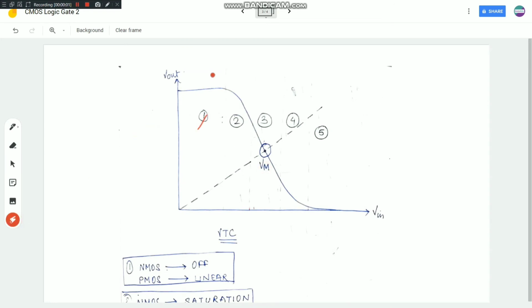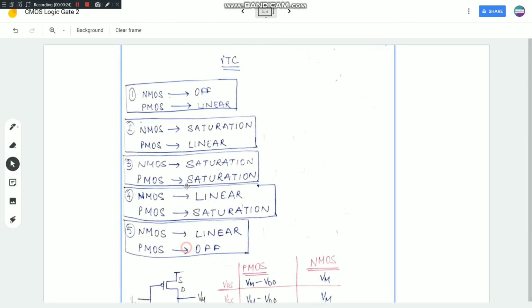Observe that. Again I'll tell you, the area within this is my region 1, this is my region 2, this is my region 3, and this is my region 4, and beyond this is my region 5, up till here obviously. Now hope you understand the regions.